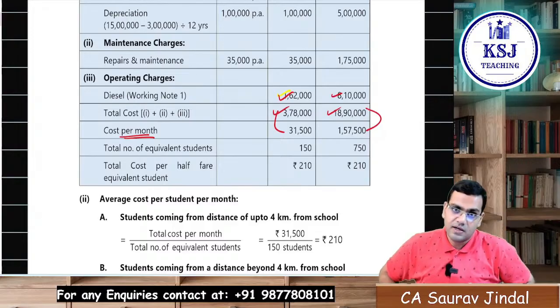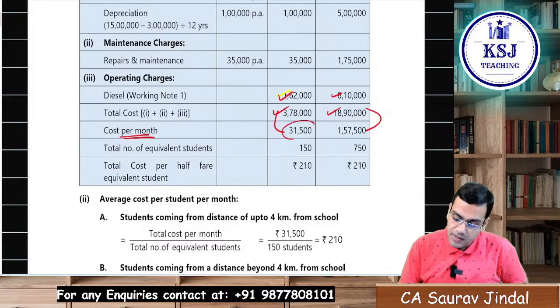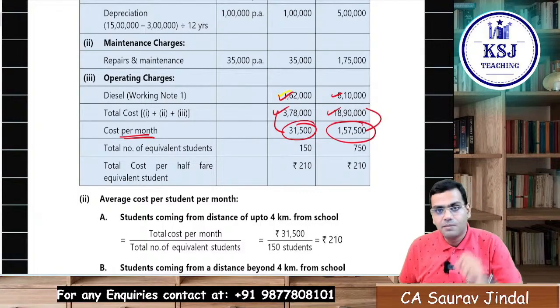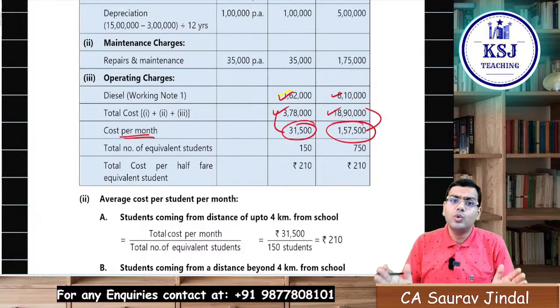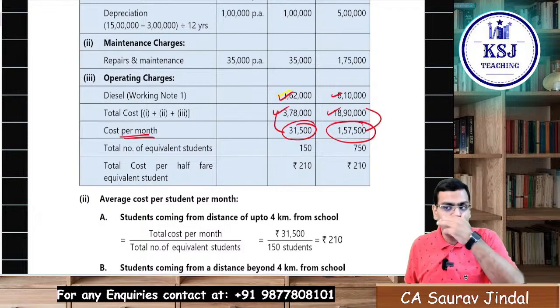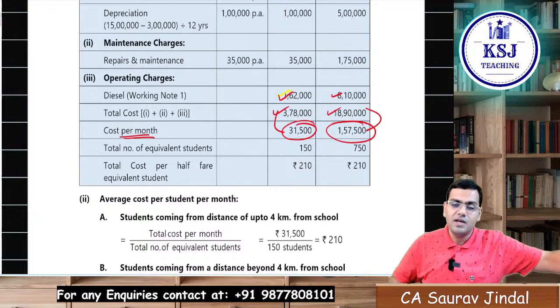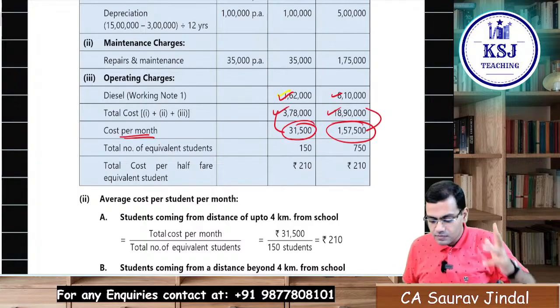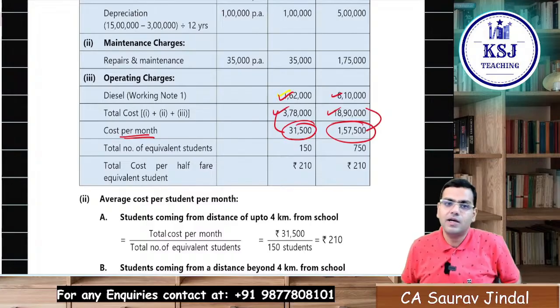That is difficult now because the cost is common. How do I bifurcate this monthly cost into 2 different categories? Out of this 31,500, how can I say how much of it is related to half fare, how much of it is related to full fare? Difficult to say, right? Now here we apply the equivalent concept.